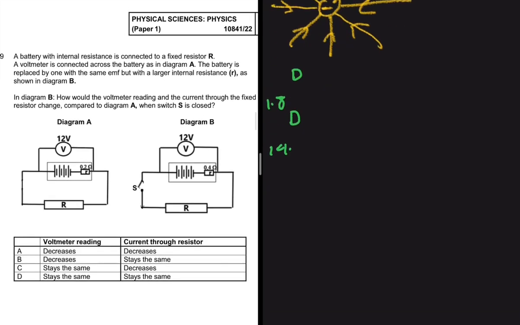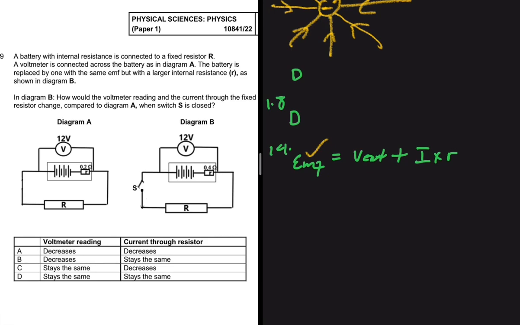So, EMF is equal to V external plus the current multiplied by the internal resistance. The EMF is staying the same. Our battery still has the same EMF, but now it has more internal resistance. So let's look at what is going to happen.